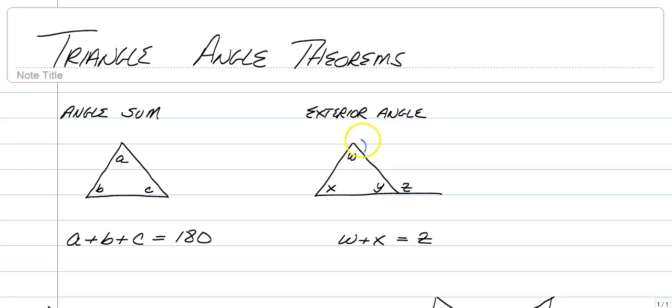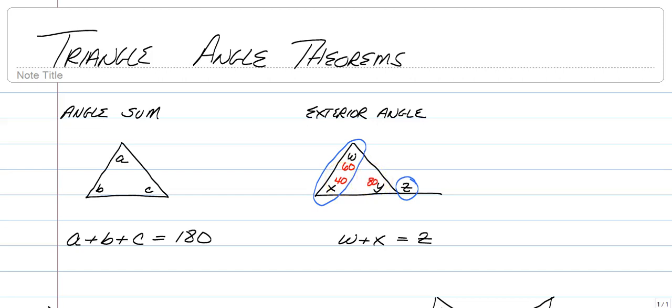And what that means is these two angles that are farthest away from the exterior angle will equal that exterior angle. But when you use some numbers, it's easy to see why. So let's just pretend angle W is equal to 60, and let's pretend that X is 40. Nice, easy numbers to work with. If a triangle adds up to 180 degrees, 60 plus 40 is 100, we are missing 80 degrees.